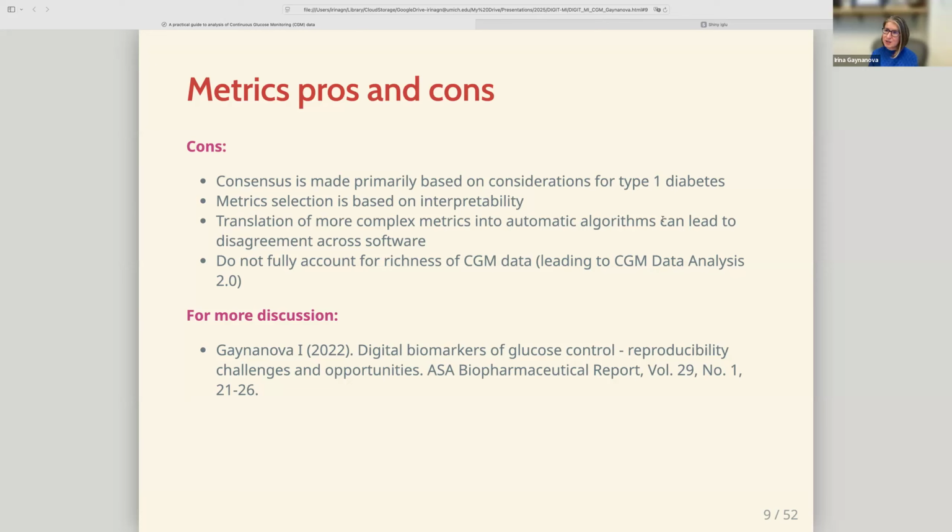Because I did a lot of work on CGM software and metrics computation, I can attest that how some of the more complex metrics translate into automatic algorithms can vary from software to software. So in some sense, when you select a more complex metric, you also select a software, because it can produce something different. And metrics do not fully account for the richness of the data, which is something I will talk about a little more towards the end. I have an opinion paper on this if you want to see more discussion on the pros and cons of metrics.